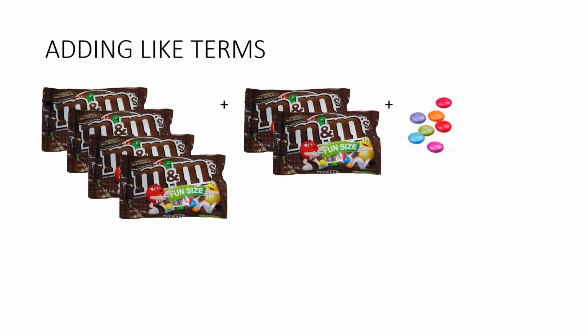Okay, how about this? We've got 4m plus 2m plus 1, 2, 3, 4, 5, 6, 7 individual chocolates. How would we write that? We'll write it as a sentence first. 4m plus 2m plus 7. It's going to be 6m plus 7. Can you see that this one's not going to be 13m? Okay, because there are not 13 packets of M&Ms here. This thing here is different to one of those. Okay, they're not like terms.